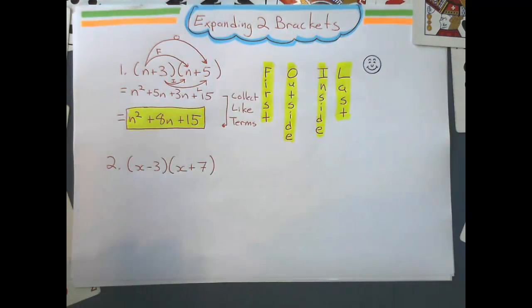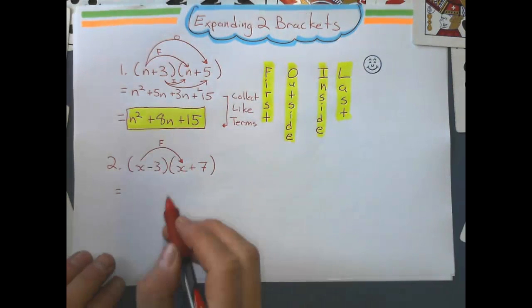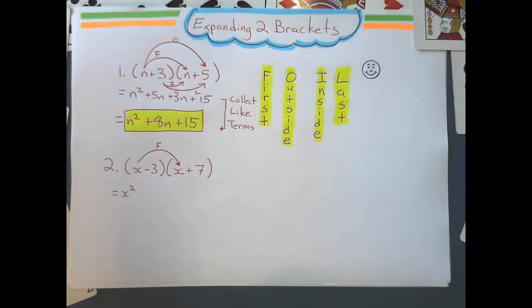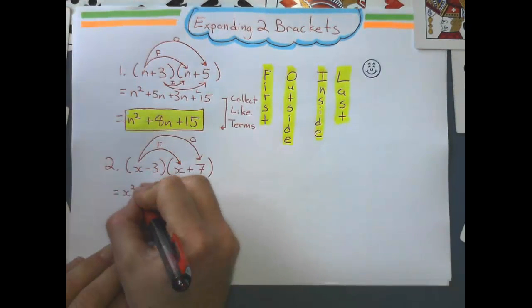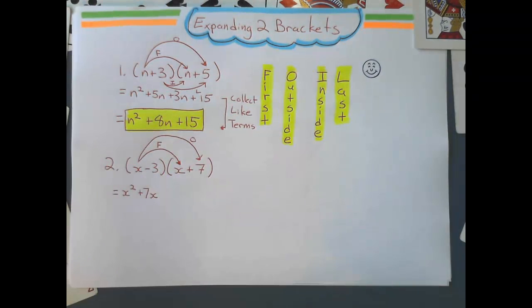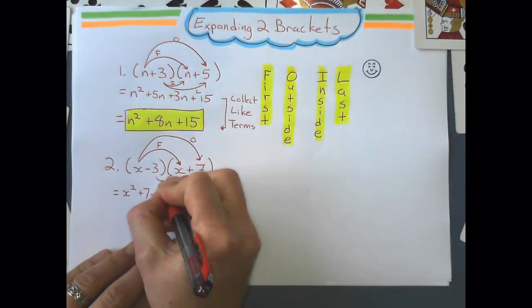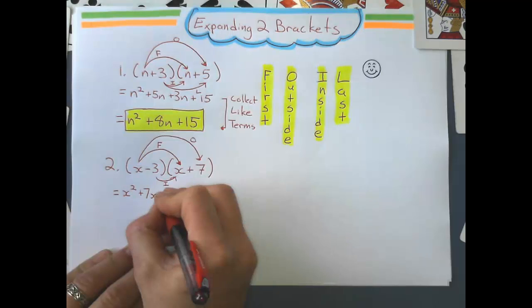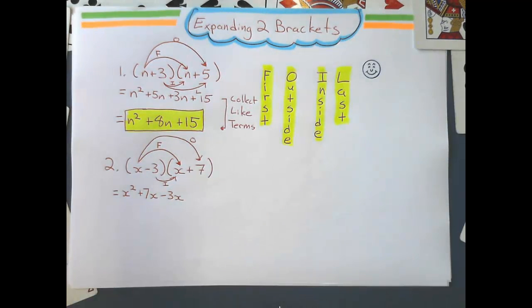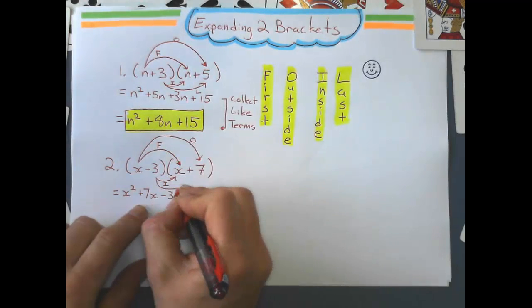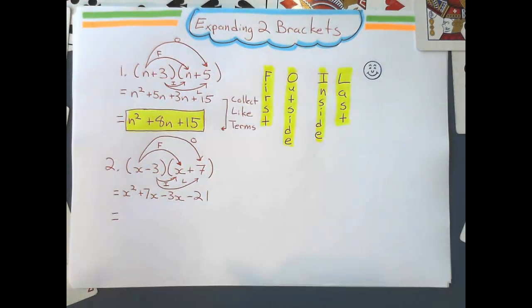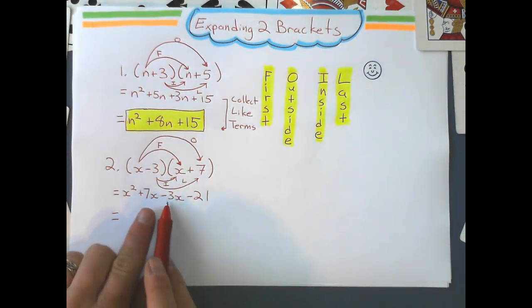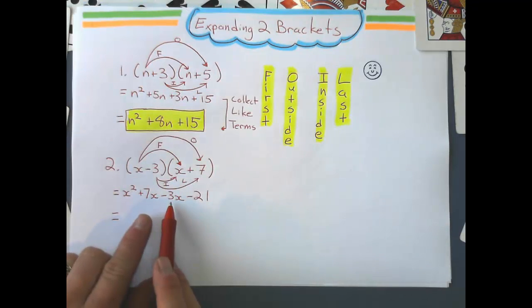Let's look at our next example, and we just do the same thing. First, outside, inside, last. The product of the first two terms is x squared. For the outside, that's x times 7, which is positive 7x. Inside terms are going to be negative 3 times x, which gives me negative 3x. And finally, negative 3 times 7, which is the last, gives me minus 21. Collecting like terms, they're always going to be the middle two for this lesson. And 7x take away 3x is 4x.